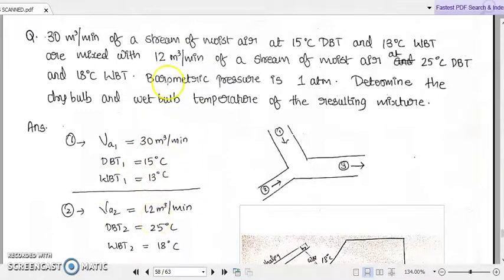Then the data for the second stream of air is also given. The volume flow rate of the second stream, VA2, is 12 meter cube per minute, and the dry bulb temperature DBT2 is 25 degrees Celsius. WBT2 for the second stream of air is 18 degrees Celsius.